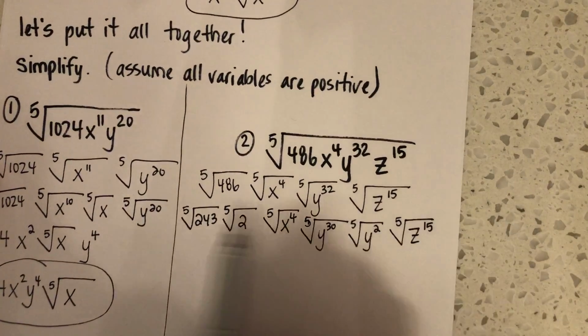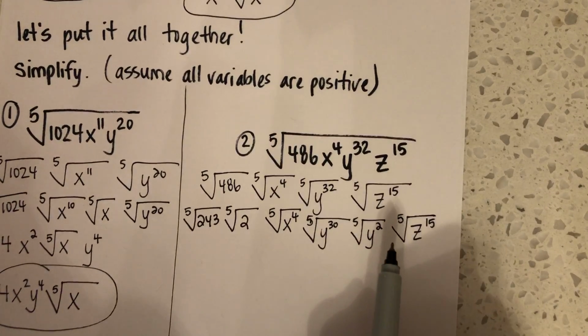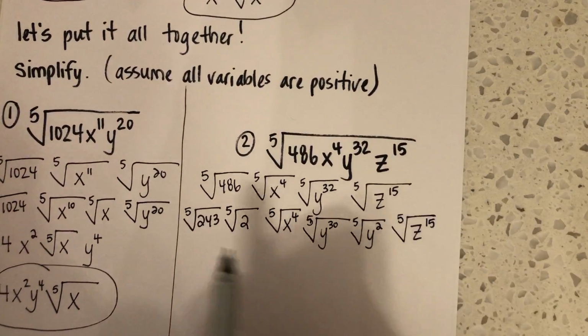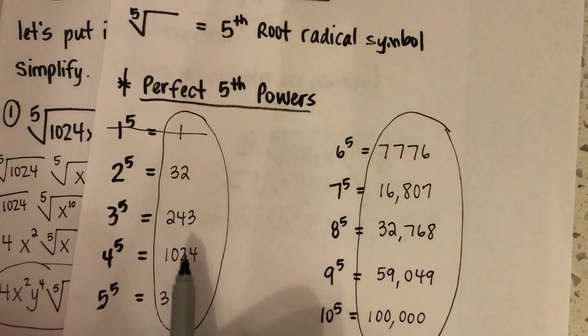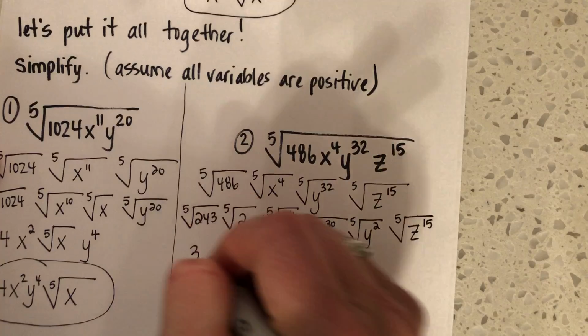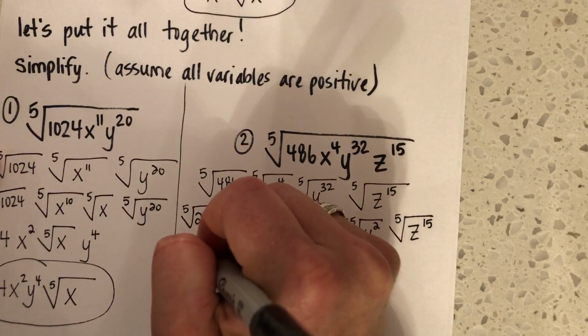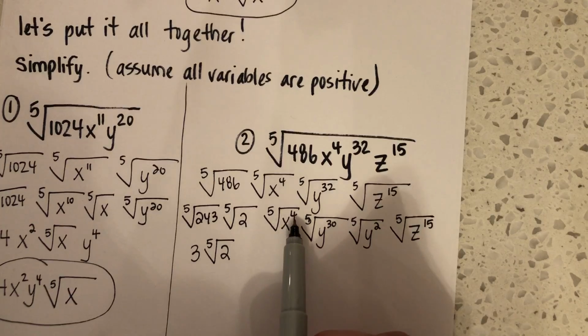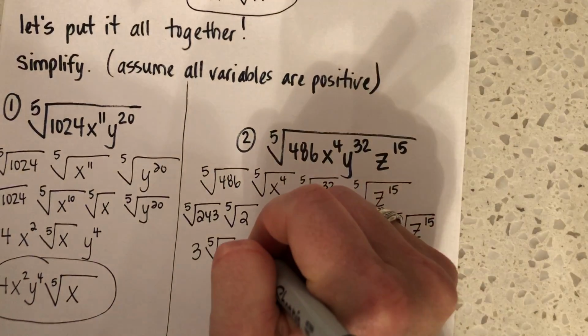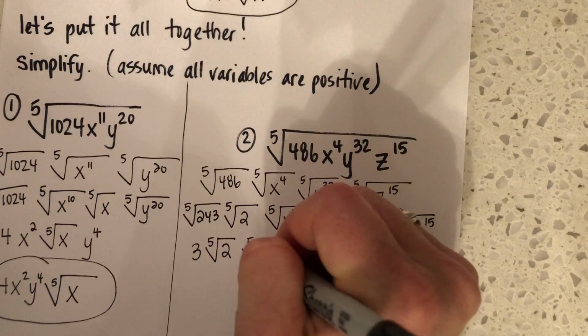In this step, we should be able to get rid of the radicals that can go away and leave the ones that have to stay. All right, what's the 5th root of 243? The 5th root of 243 is 3. And then the fifth root of 2 was our leftover, so he stays. All right, the fifth root of x to the fourth. 4 does not divide by 5. We will not be able to split him, so he's going to stay as the fifth root of x to the fourth.